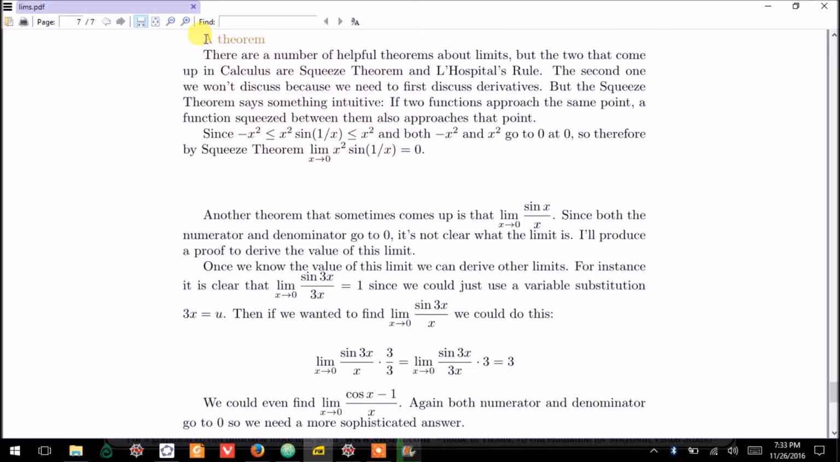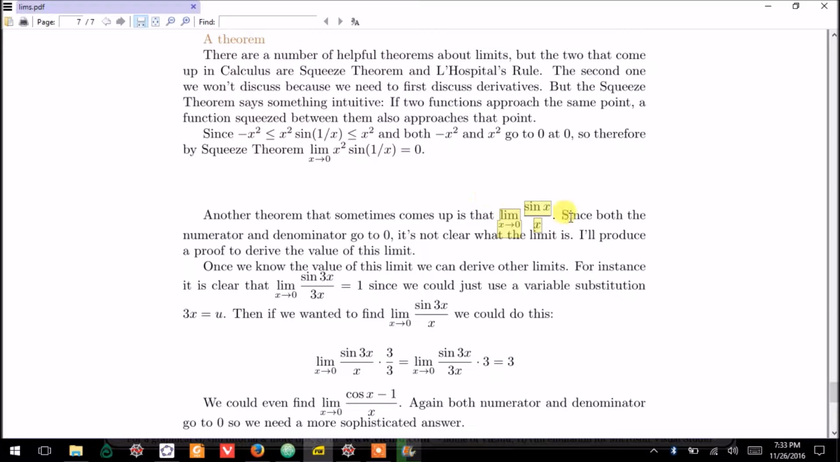I'm going to discuss further methods for calculating limits, and in particular by using a collection of theorems about limits. The first theorem is squeeze theorem, and the next one is the limit of sine x over x as x goes to 0. Now, I'm going to derive what that is, basically by a proof, but you don't need to know that proof, so if you're not interested, you can skip it.